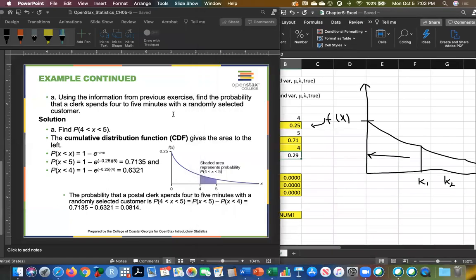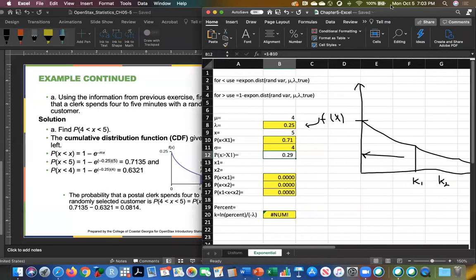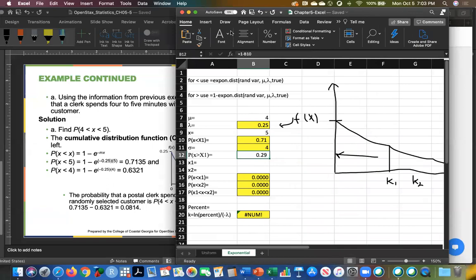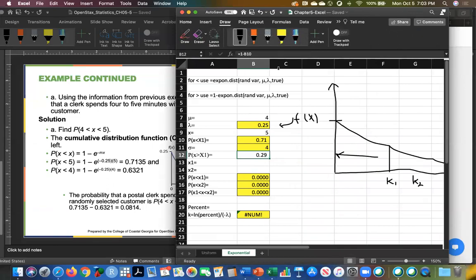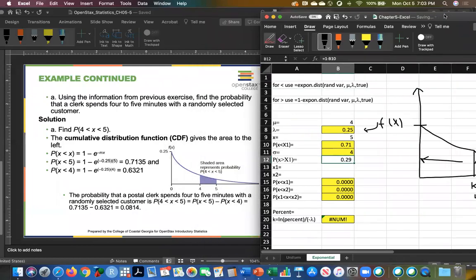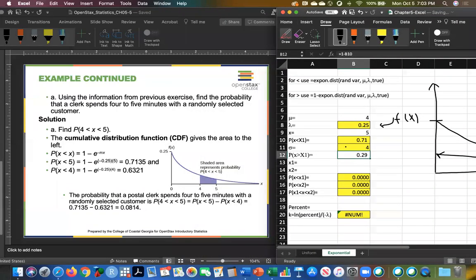So here, the original question of the case is, what is the area under the curve when k1 is 4 and k2 is 5? So find the probability that x is going to be between 4 and 5 minutes, right? So I want to find the probability that the person is going to spend between 4 and 5 minutes with a customer. So basically, it's very easy.